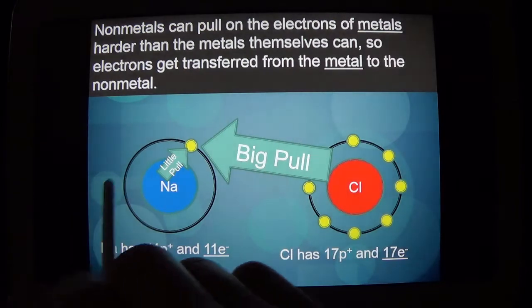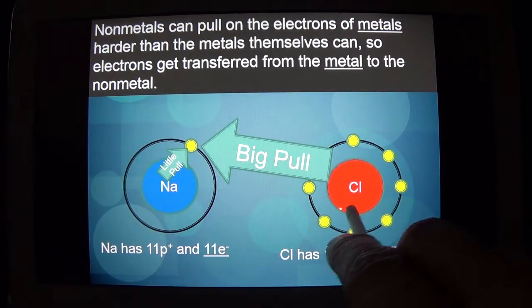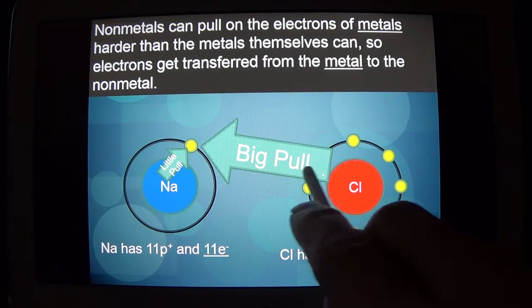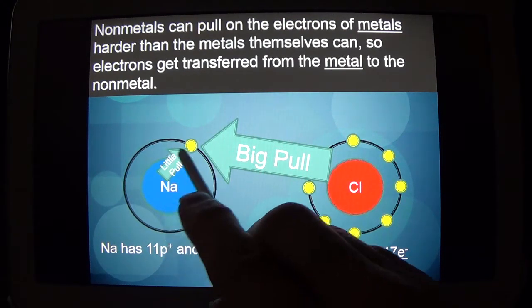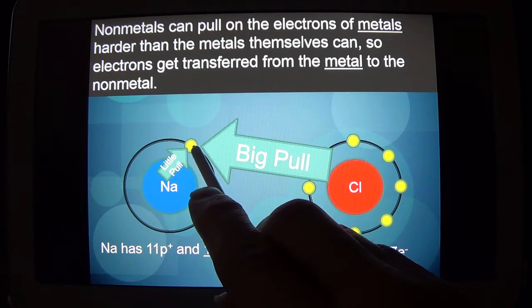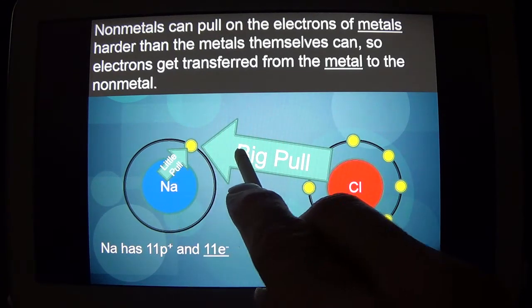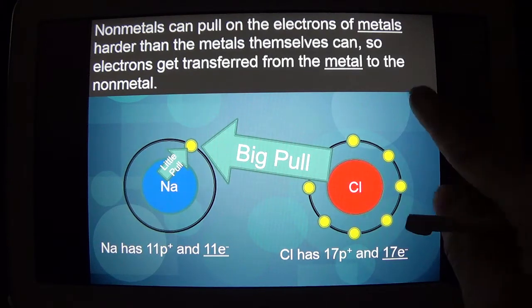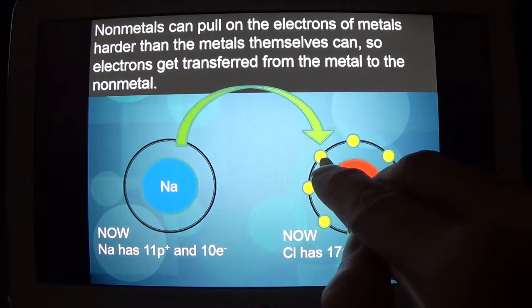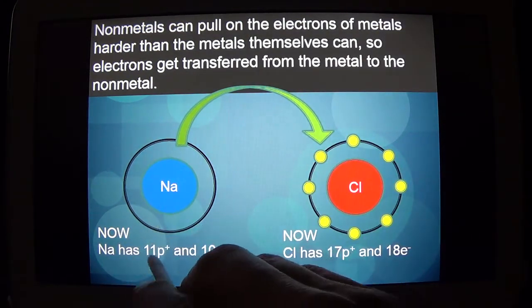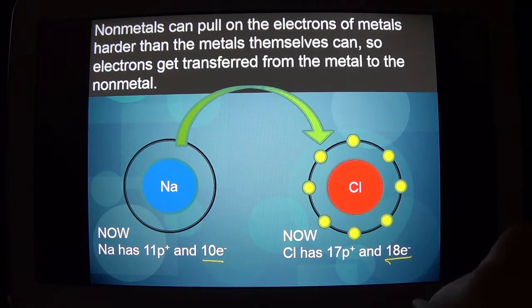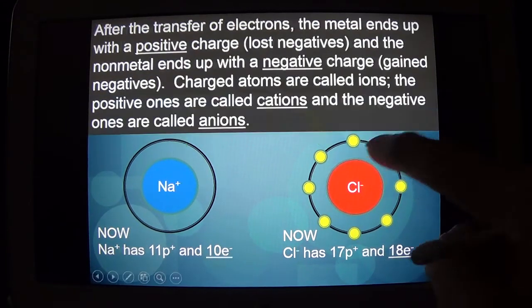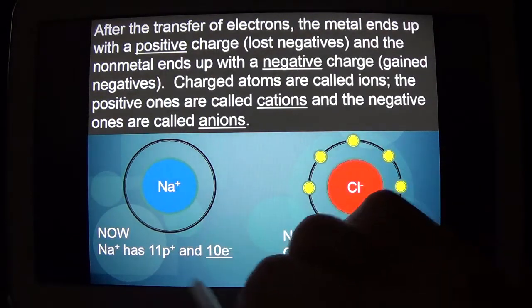So, for instance, with sodium and chlorine, chlorine being the nonmetal, can pull with its big electronegativity on that electron from sodium. Sodium, by its nature, can't really pull on that as hard, so who's going to win this tug of war? Obviously chlorine. So that electron transfers, and now sodium has one less electron than it used to, and chlorine has one more electron than it used to. That's then what gives them the charge.